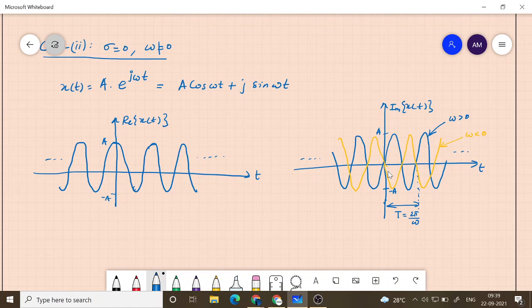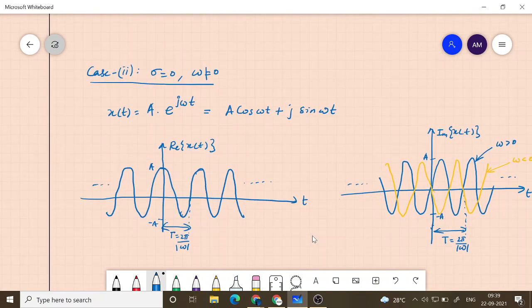The period is the same whether omega is positive or not. It will only depend upon the magnitude, so it is 2 pi by modulus of omega. The period of the real part is also the same: T equal to 2 pi by modulus omega, whether it is positive or negative. So it's a cos function multiplied with a, and this is a sine function multiplied with a if omega is positive. So this is one way to plot it.